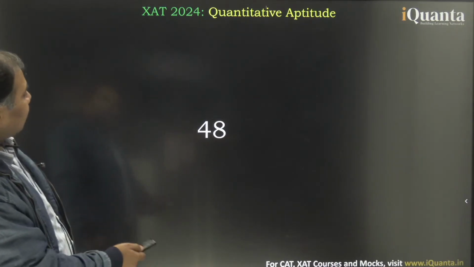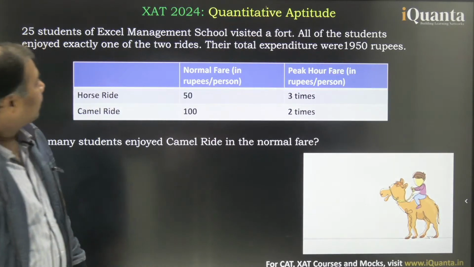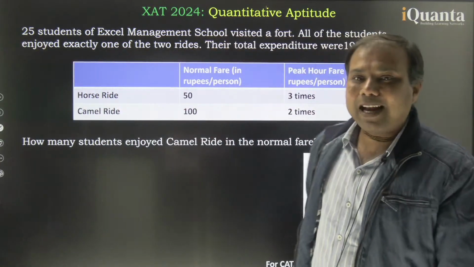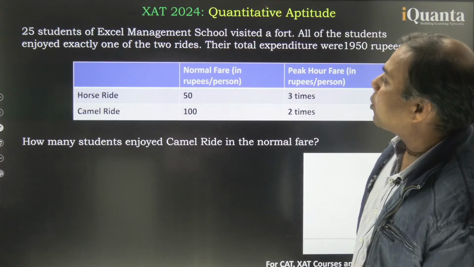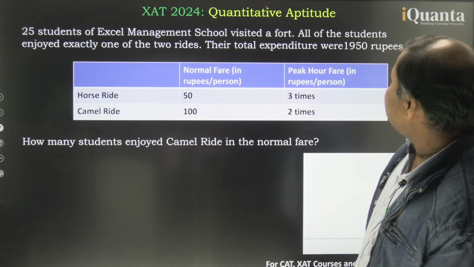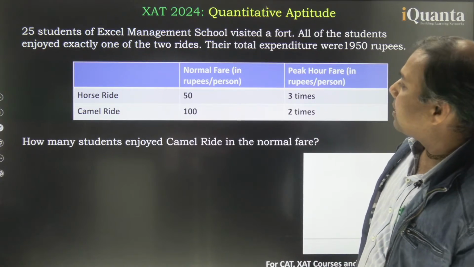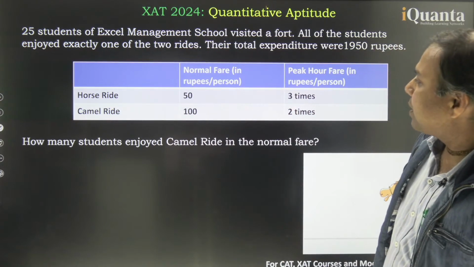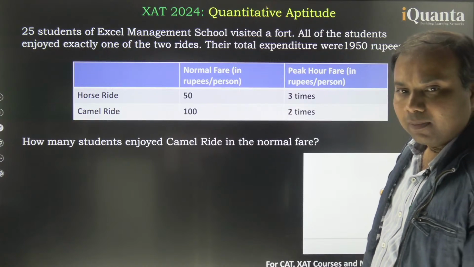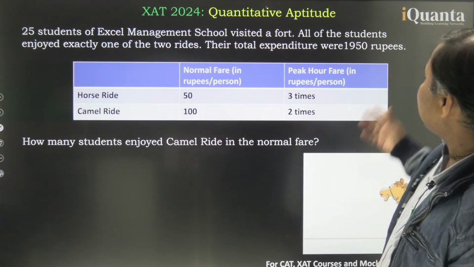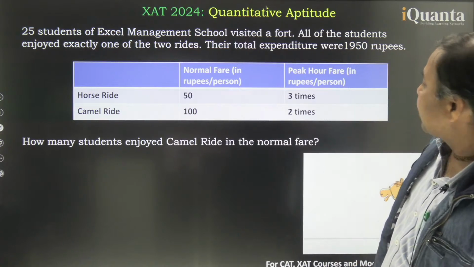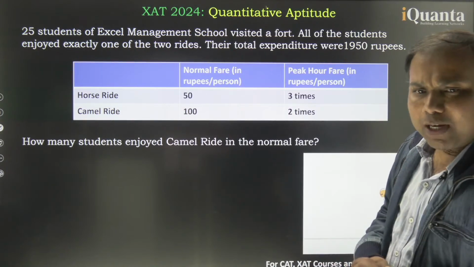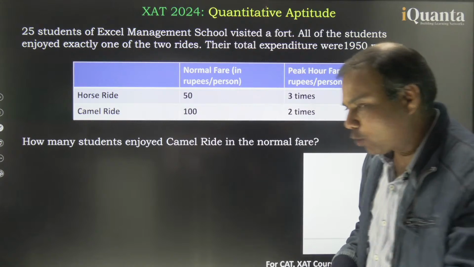Let's move further. So here is our next question. Now answer this. It's again a simple question. 25 students of Excel Management School visited a fort. All of these students enjoyed exactly one of the 2 rides. Their total expenditure was 1950 rupees. So we have this table. A horse ride costs 50 rupees normally, the normal fare in rupees per person. A camel ride costs 100 rupees per person. And in peak hours, the fares change. For a horse ride it becomes 3 times, and for a camel ride it becomes 2 times. So the question is, again an easy question: how many students enjoyed the camel ride at the normal fare? Please do it quickly.